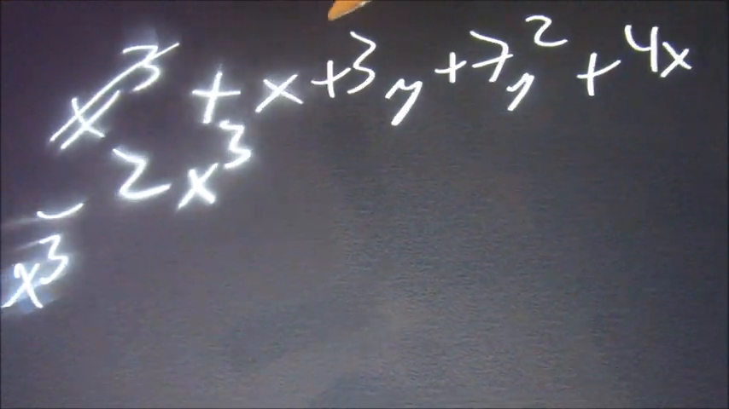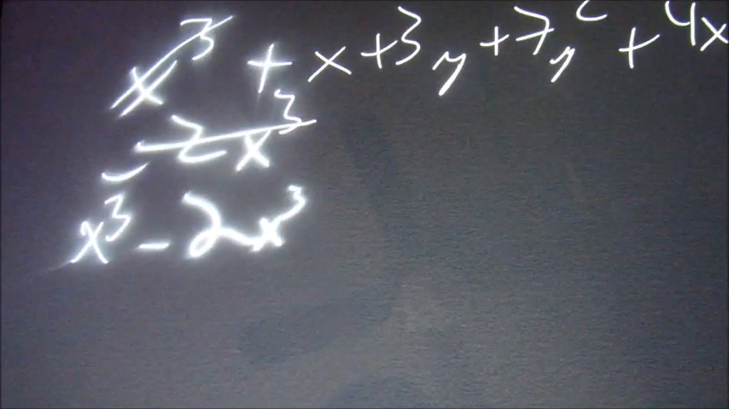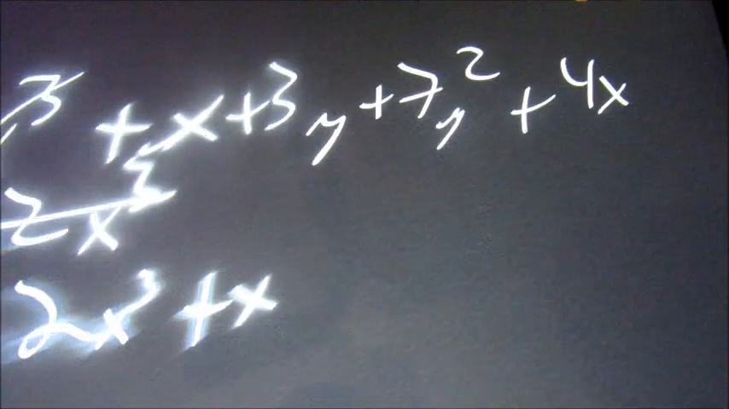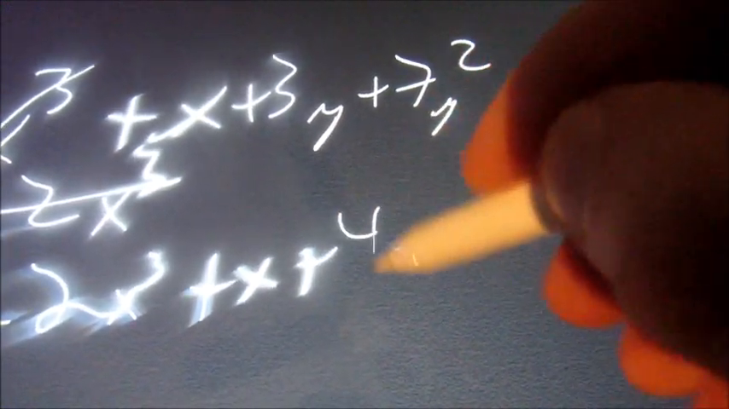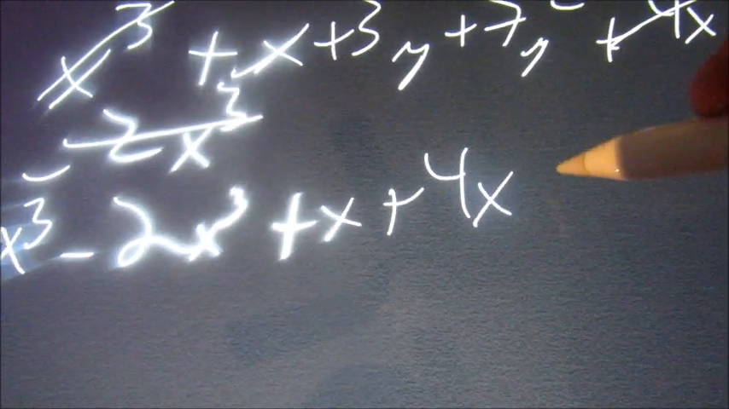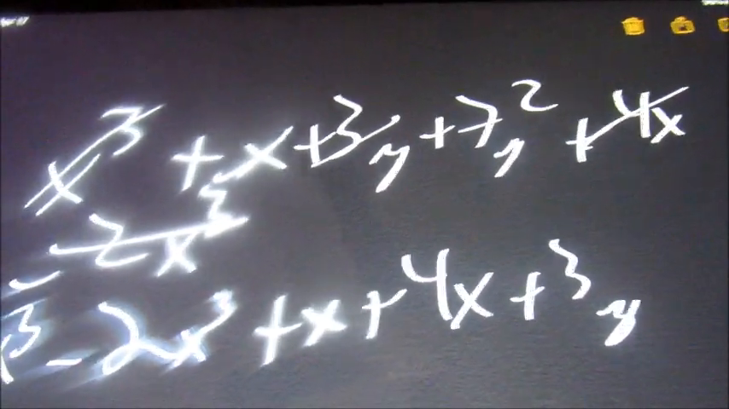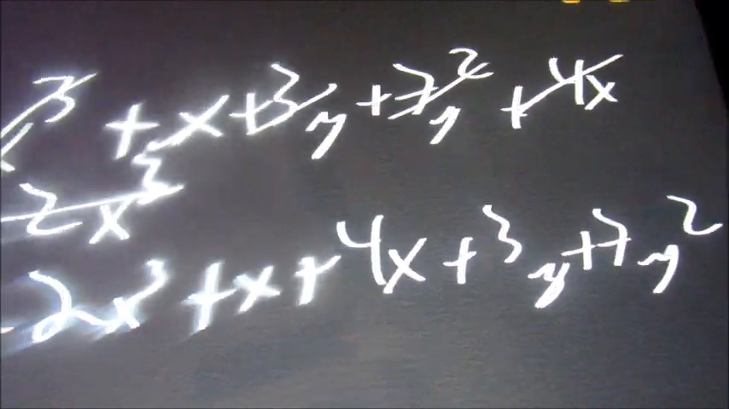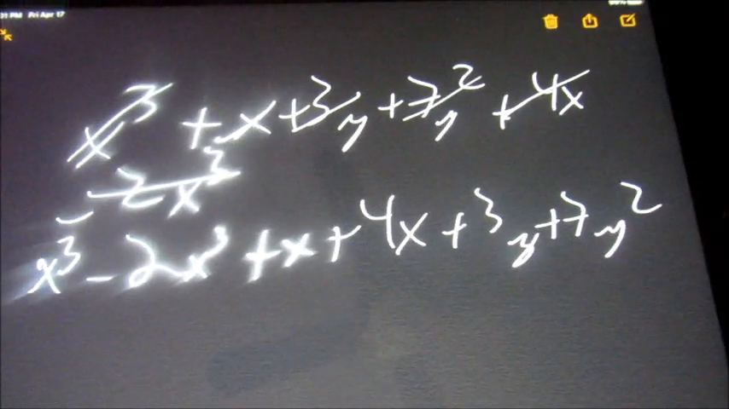Then I'm going to look for more x to the 3's, and I don't have one until the last one, so I'm going to put minus 2x to the 3. Cross that one out. Then I'm just going to start with the next one, plus x. Then I'm going to look for more that just have x's, and there's a plus 4x. And then that's the end. So I'm going to start back at the beginning, plus 3y. And I don't see any more that are just y's, so then I have a plus 7y squared. Okay, so I've done all of them that I have.